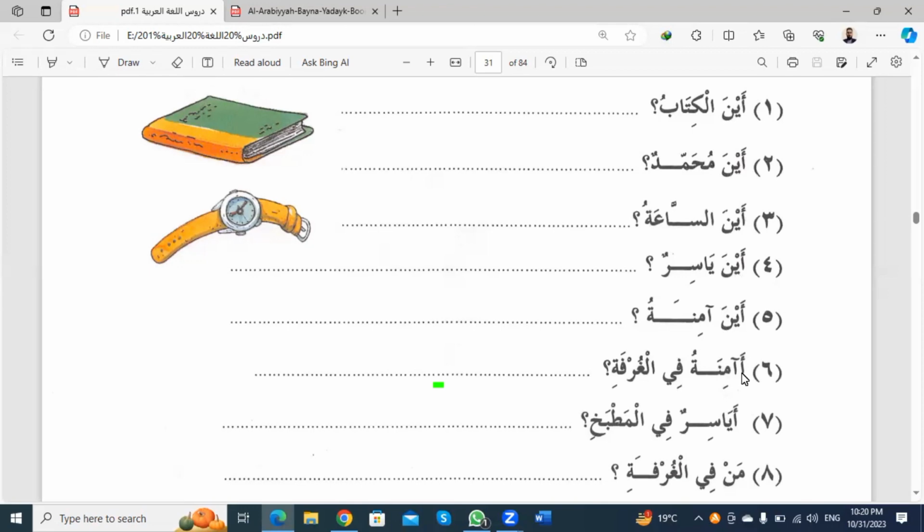So this one is a little bit different from these questions. A means you can say do, does, did. So Aminatu fil ghurfa. Amina is the name of a female. So is Amina in the room? A means is, for question. So is Amina in the room? Yes, she is in the room. There are two words, naam and la. Yes means naam. نعم. Naam, yes.